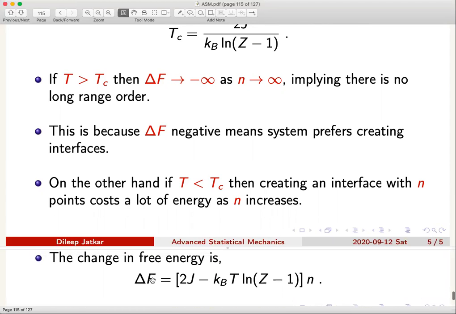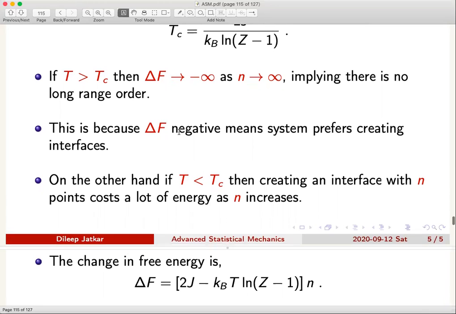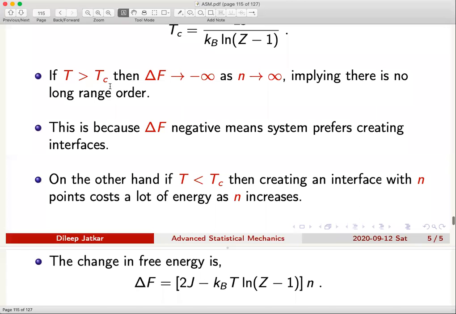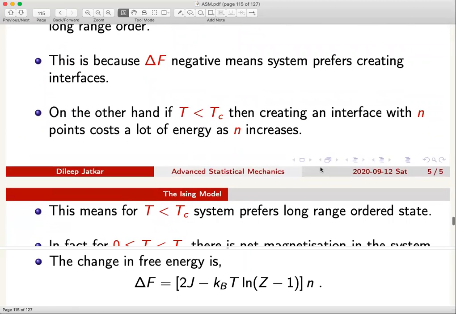So that is consistent with the mean field result that we had obtained, namely that at temperatures higher than Tc, the system would be in the disordered state, and at temperatures less than Tc, the system would prefer an ordered state.